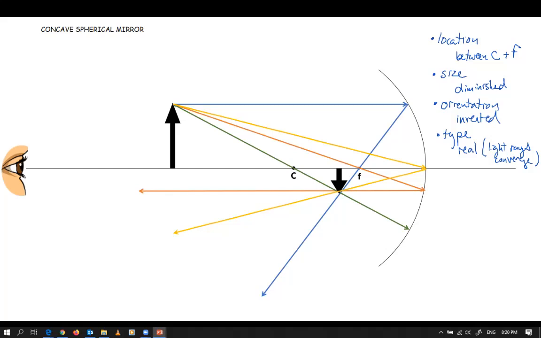The first ray that we drew was parallel, and then it went through the focal point. The second ray that we drew went through the focal point, then came off parallel. And the third one went through the center of curvature and bounced straight back. And if you need to check yourself, you can always do one that goes to the pole and then comes back off at the same angle. So angle of incidence, angle of reflection.